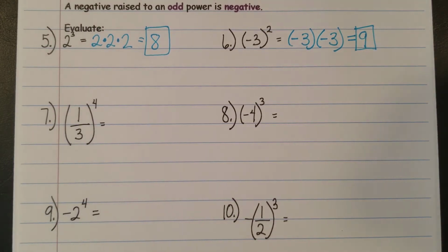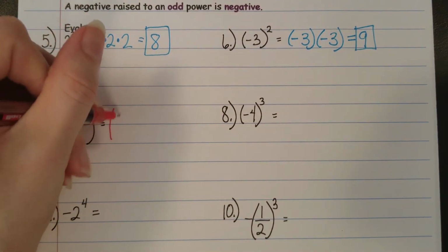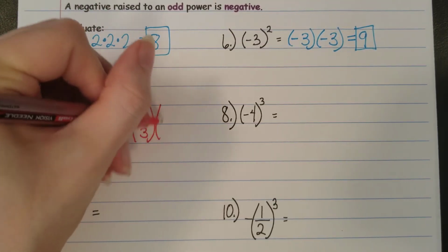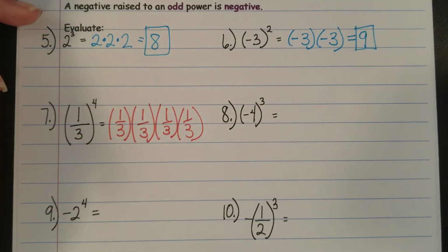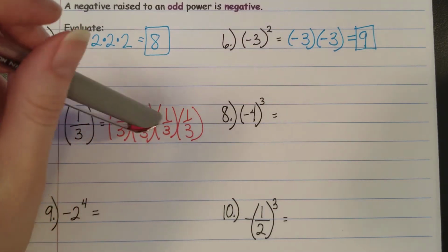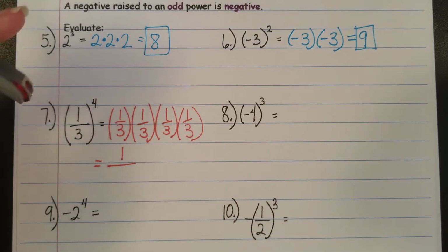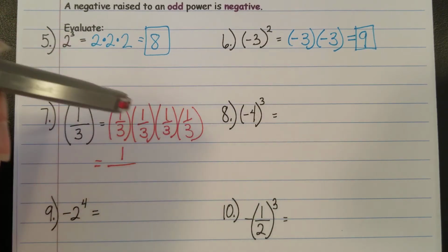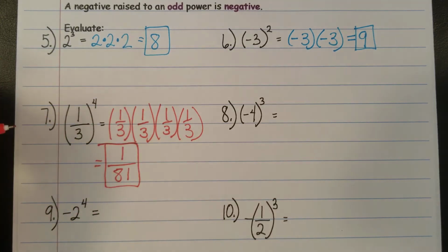So number 7, we have 1/3 raised to the power of 4. We're going to do 1/3 four times. So 1/3 times 1/3 times 1/3 times 1/3. We can just multiply across the top. 1 times 1 times 1 times 1 is equal to 1. Then 3 times 3 is 9, and 3 times 3 is 9, and 9 times 9 is 81. So 1 over 81 is the answer for that.